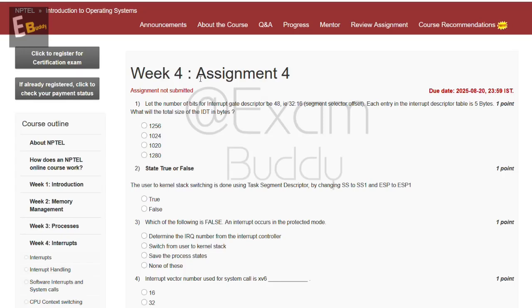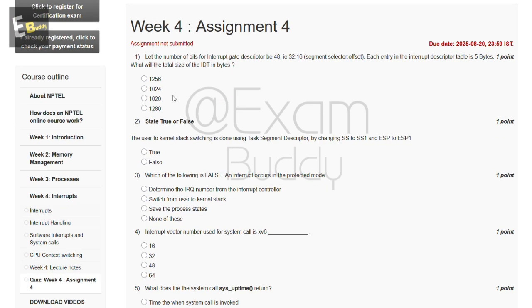Now let's do our assignment, Introduction to Operating System, week 4 assignment 4. So the first question is: let the number of bits for an interrupt gate described by be 48, that is 32 offset and 16 segment selector. Each entry in the interrupt descriptor table is 5 bytes. What will be the total size of the IDT in bytes? So these are the options, and the answer of our first question is D, 1280.